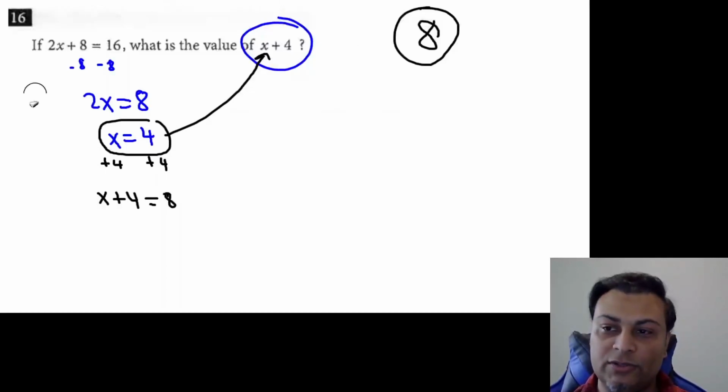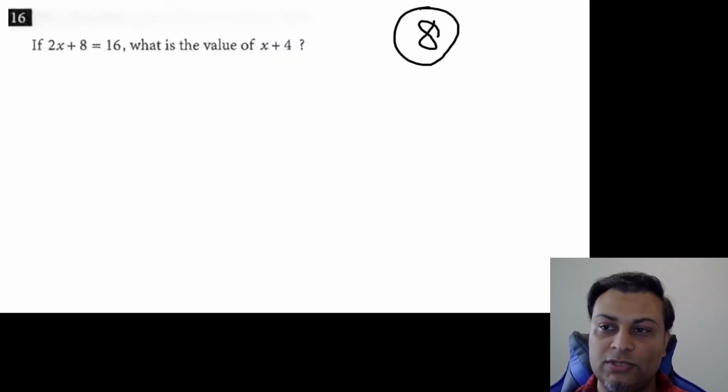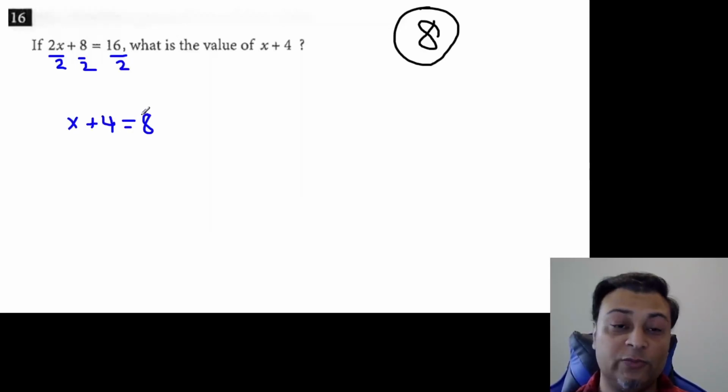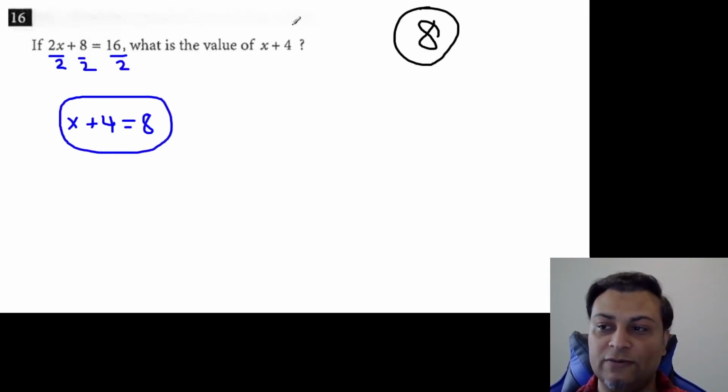The other way to do this is to divide by 2 instantly. You divide by 2 either this way, or if you prefer, you can do it this way. Divide by 2, divide by 2, divide by 2. And you wind up with x plus 4 equals 8. And we stop there because that's all they're asking for, x plus 4. So the answer is 8.